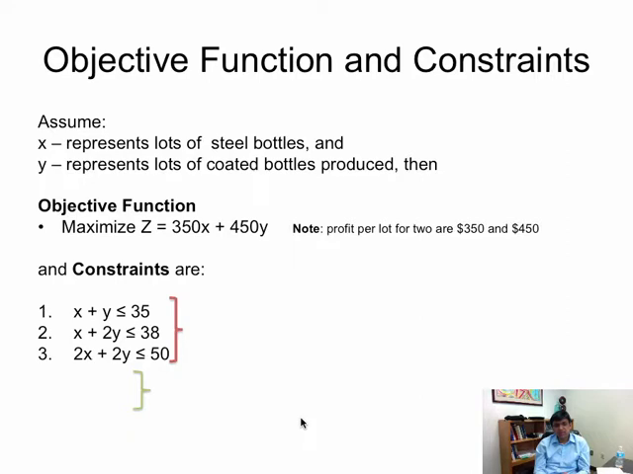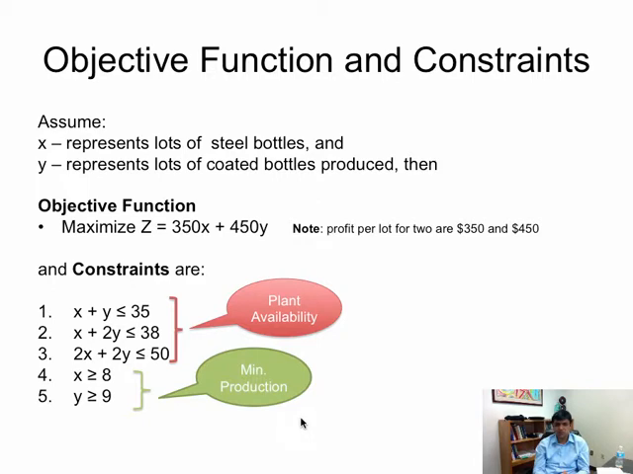Similarly, for plant number 3, it takes 2 hours per lot of X and 2 hours per lot of Y, and the total time of plant 3 is 50 hours per week. So 2X plus 2Y should be less than or equal to 50. These are based on the plant availability constraints or limitations. Now, we are also told that we have to produce greater than or equal to 8 lots of steel bottles and 9 lots of coated bottles. So these are constraints based on minimum production.